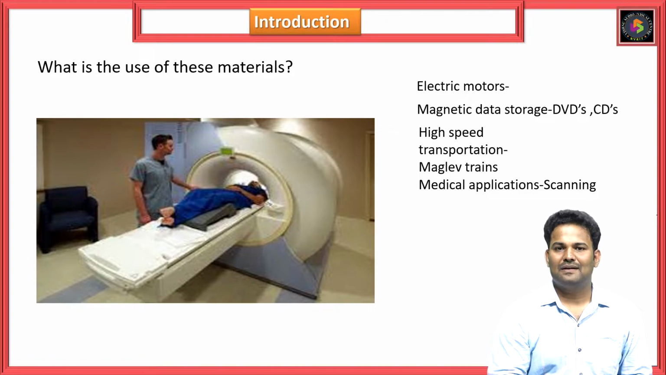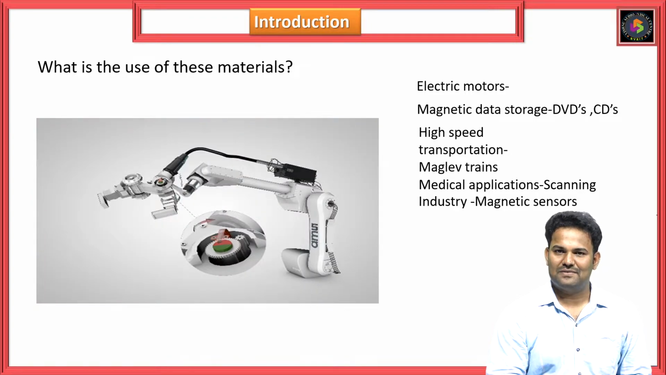We also use magnetic materials in biomedical applications. In medical applications we use MRI and CT scan. MRI is magnetic resonance imaging, which gives the tissue as well as the complete bone structure of the person. So we use it in medicine everywhere. In industry we use magnetic sensors.